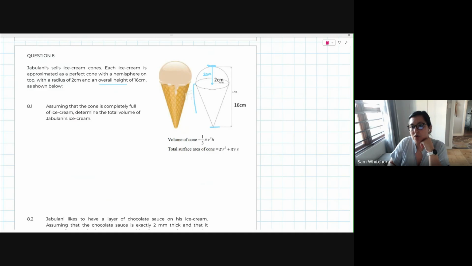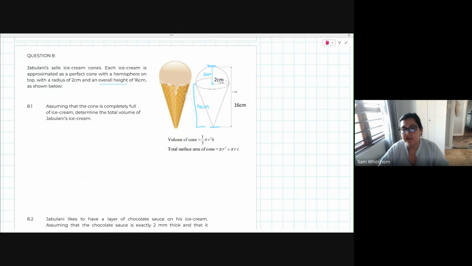So how tall does that make just the cone? Nice. Okay, 14 centimeters. Excellent. Well done. Okay, so now we're going to look at our questions. Assuming that the cone is completely full of ice cream. Okay, I judged Jabulani a little bit quickly. Apparently he's filling the cone, so I take it all back. 2 centimeters I'm okay with.